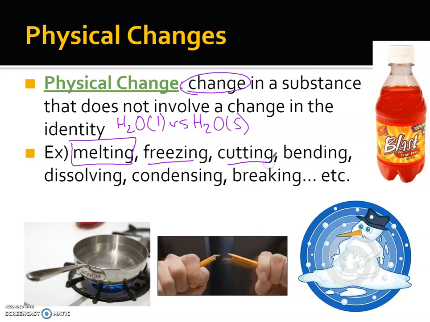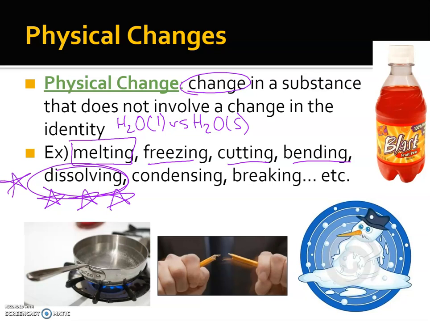If you cut a piece of paper, it's still a piece of paper. Can you go back to the whole sheet of paper? Sure, it'd be annoying to take all the paper and mash it up and make pulp and then press it out and iron it out again. But yeah, you can go back. Okay, bending something. Here's dissolving again. Star, circle, highlight that. That's probably the most common mistake that I see.